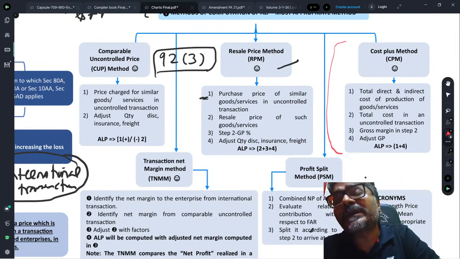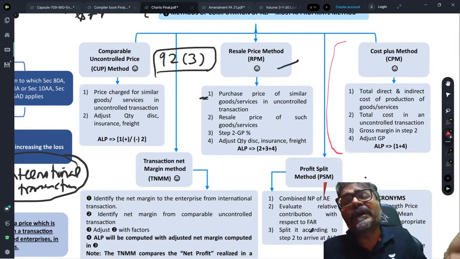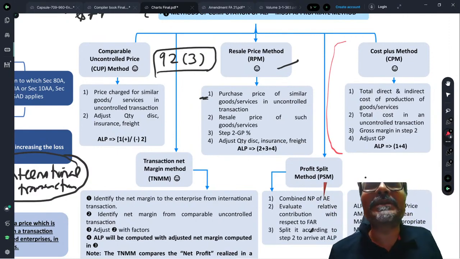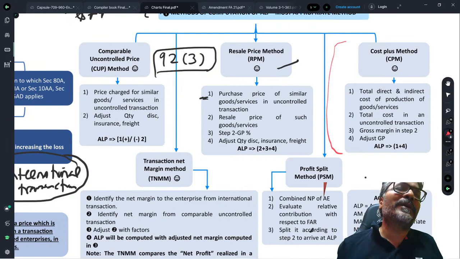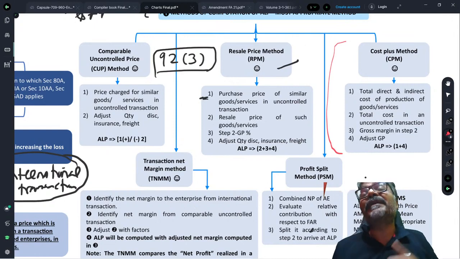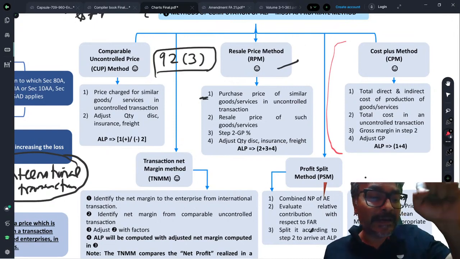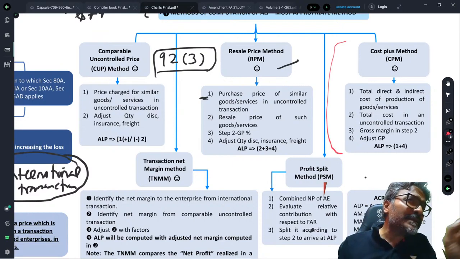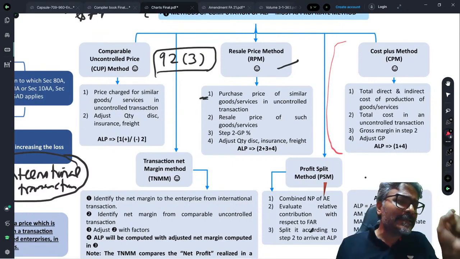The other way around, students, in this particular case, you are all aware now. The other way around is that if the transfer price charged by JP Morgan to Morgan Stanley is higher as compared to ALP, will you be doing any adjustment in this case?